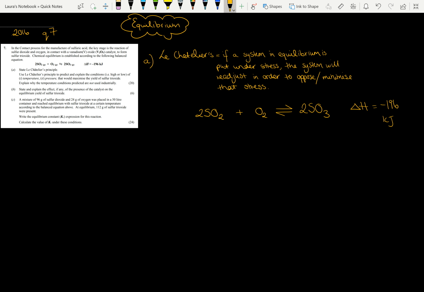If a system in equilibrium is put under stress, the system will readjust in order to oppose or minimize that stress. And now they're going to move on and ask us to apply Le Chatelier's principle.